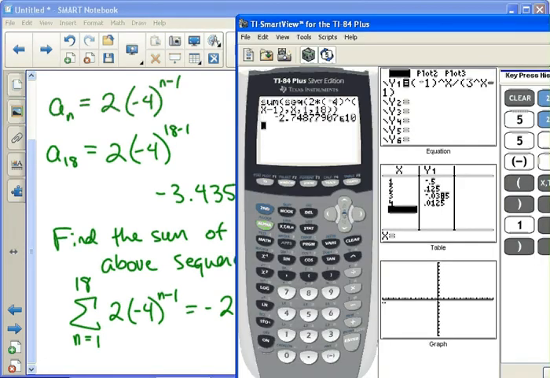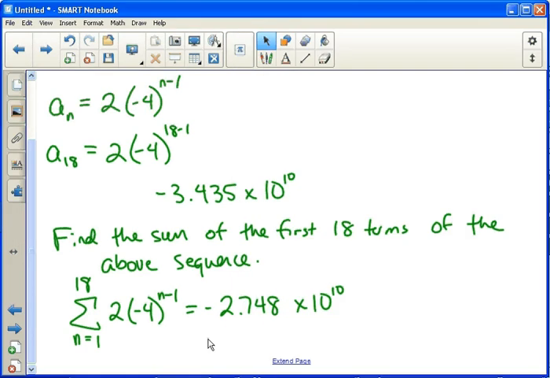Okay, the homework for this section is page 957, and it's number 2 through 36 even.